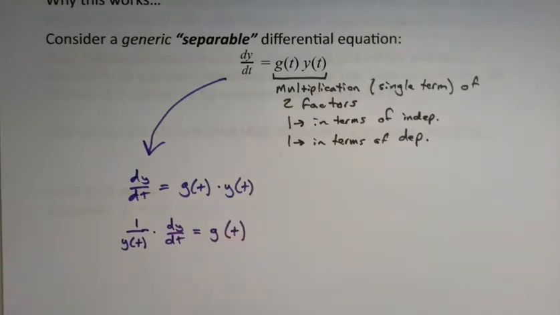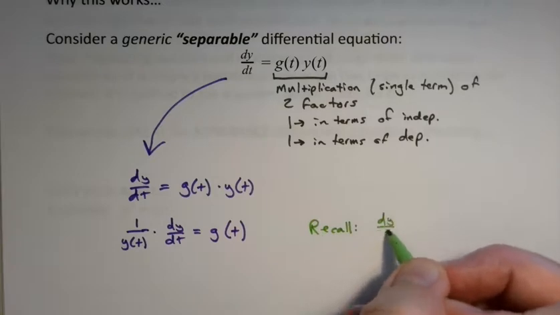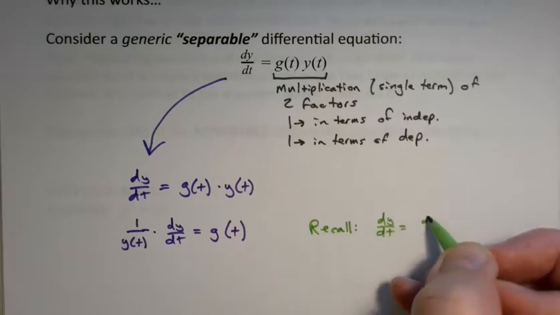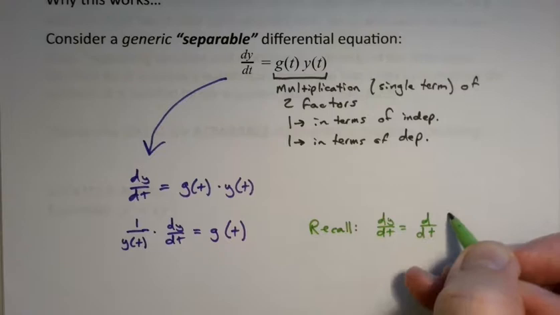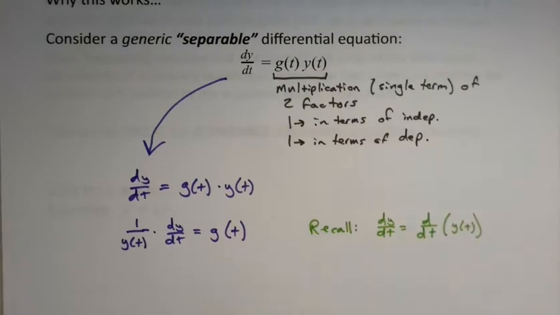So far, so good. But off to the side, I'm going to add a little note here: recall that dy dt really is the same thing as the derivative with respect to t of the function y of t. We're going to use that to our advantage. Thanks to the chain rule, we wind up getting something that works. We're going to integrate both sides, but with respect to t.